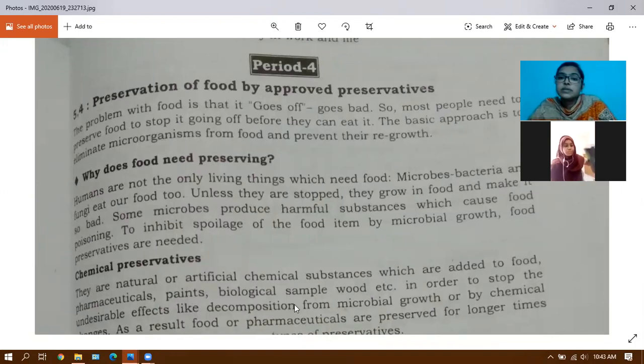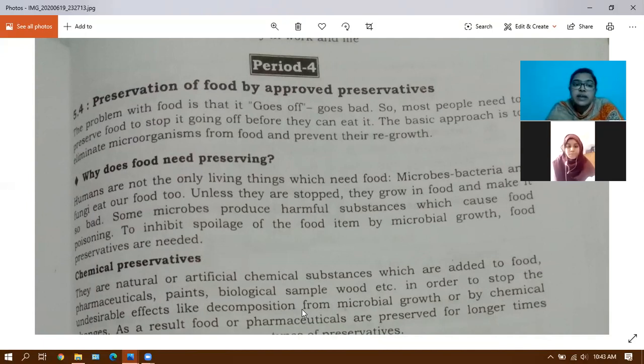Why does food need preserving? Actually, humans are not the only living things which need food. Microbes, bacteria, and fungi eat our food. Unless they are stopped, they grow in food and make it go bad. Some microbes produce harmful substances which cause food poisoning. To inhibit spoilage of food items by microbial growth, food preservatives are needed.